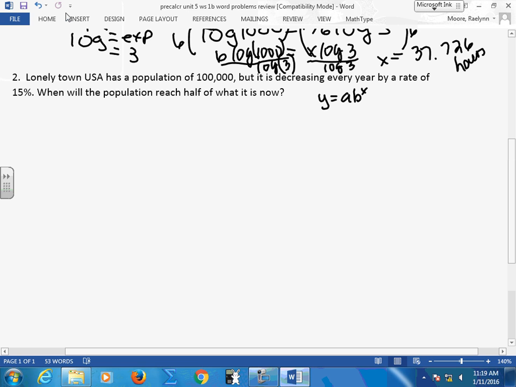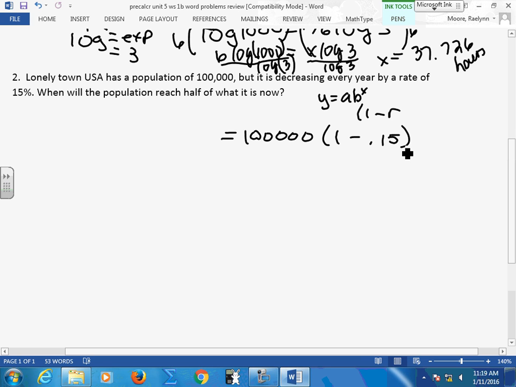All right, start me off with an equation. What's A? 100,000. This is my original population. Am I increasing, decreasing, doubling, halving? I'm decreasing by a certain rate. 1 minus point what? 0.15. Move your decimal place 2 positions to the left. Make sure you're getting me a decimal.